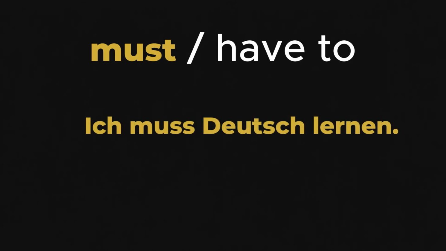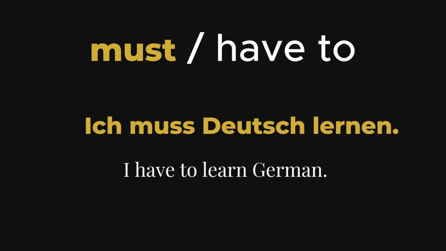Here's your first sentence. "Ich muss Deutsch lernen." I have to learn German. Simple, clean. Now, here's where German word order trips most people up, and I want you to get this right from the start. When you use müssen in a sentence with a second verb, that second verb gets pushed all the way to the end. It doesn't stay next to muss, it goes to the back.